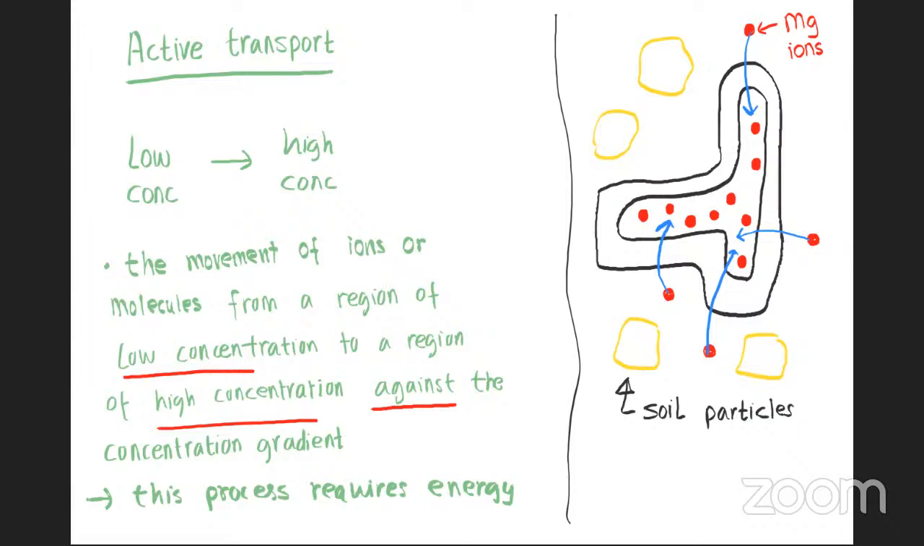Okay, so magnesium ions move from the soil into the root hair cell by active transport.